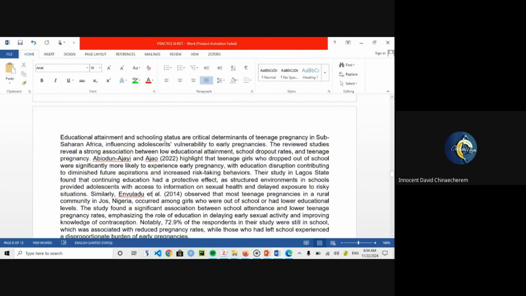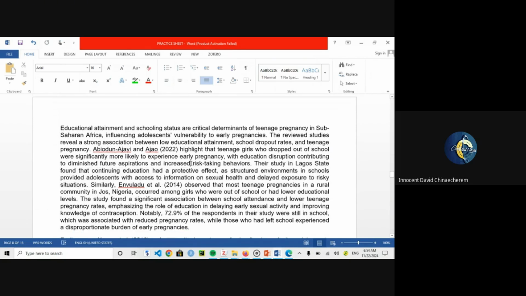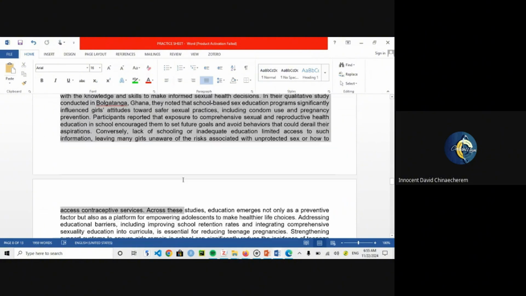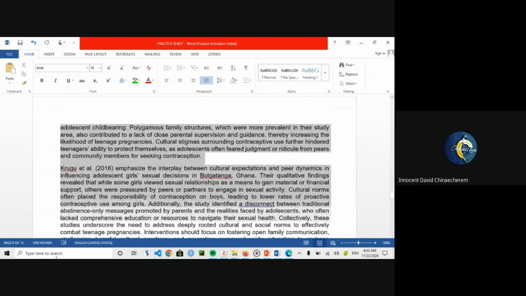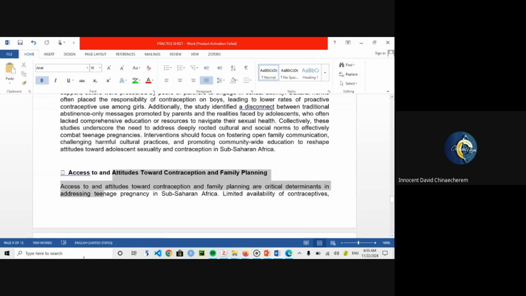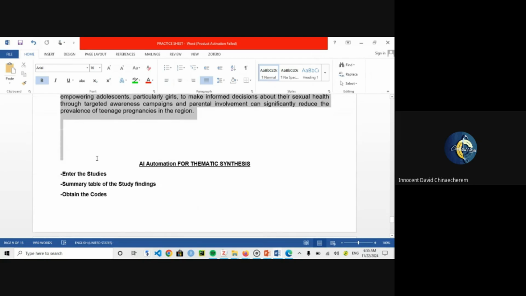In terms of educational attainment and other, so the review studies review strong association between this. This guy also showed that this guy dropped out from this. Remember, all these things are going to be very, very possible when you've carefully selected your studies. So study selection is a very, very relevant part. You must make sure you select the appropriate studies for your synthesis. So something for cultural and social influences, and something also for here. So thank you very much for that.